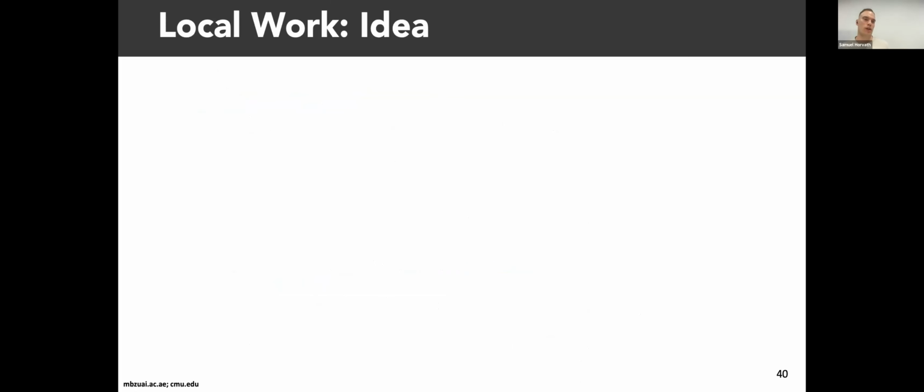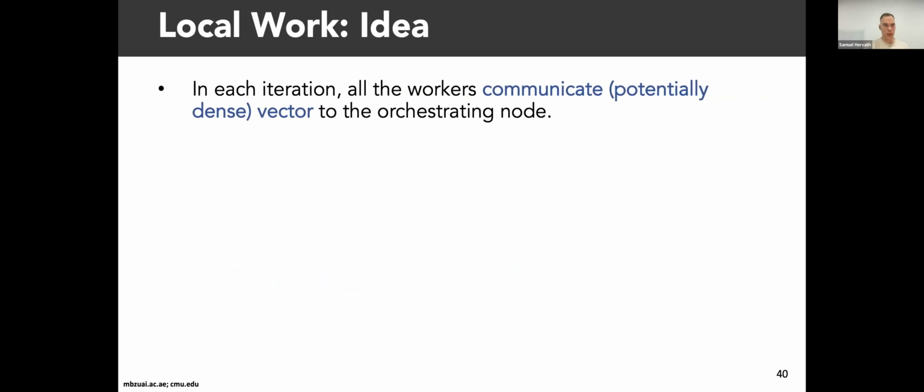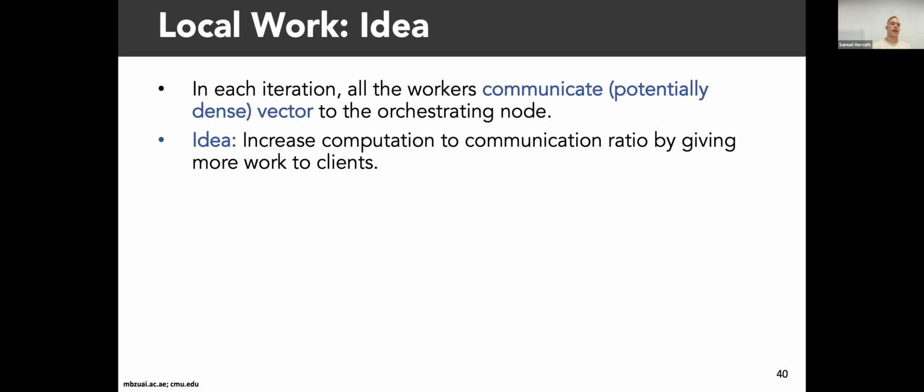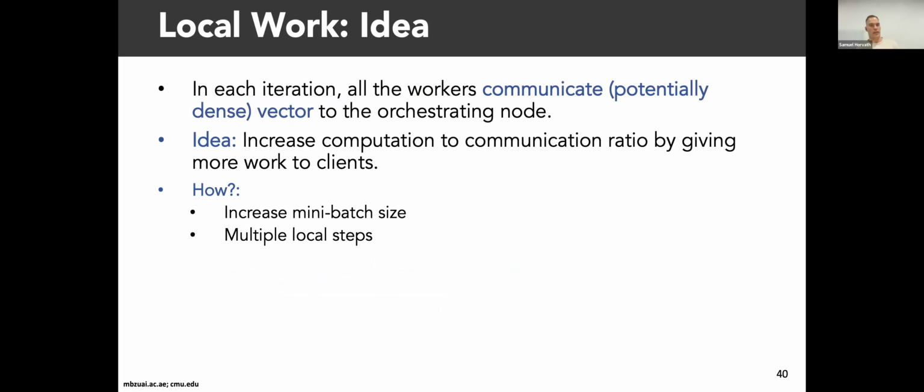And the second idea that we're going to explore is how to employ local work in order to improve the communication to computation ratio. So again, same problem as we had before. And here the idea is to increase the computation to communication ratio by giving more work to clients. How can we achieve that? Potentially, a very naive idea is to increase mini batch size, but this has some limitations. What was proposed, and it's the most popular approach in practice, is to employ multiple local steps or to solve local problems.